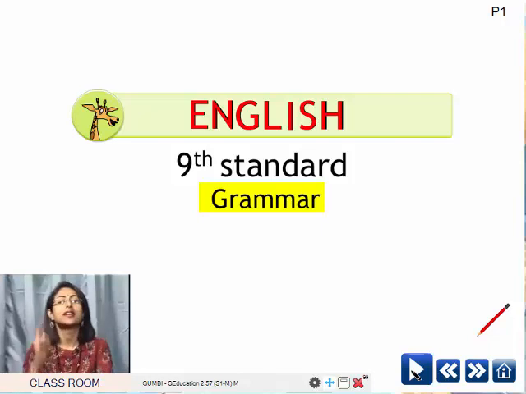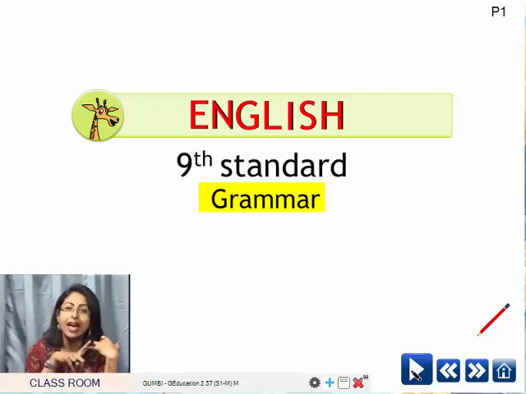Alright, let's begin. So last class, what did you all study? We studied autobiography and talking about past experiences. Correct? Today I'm going to teach you something very important and interesting. We are going to learn about helping verbs. Helping verbs are nothing but auxiliaries. We will begin with a conversation.